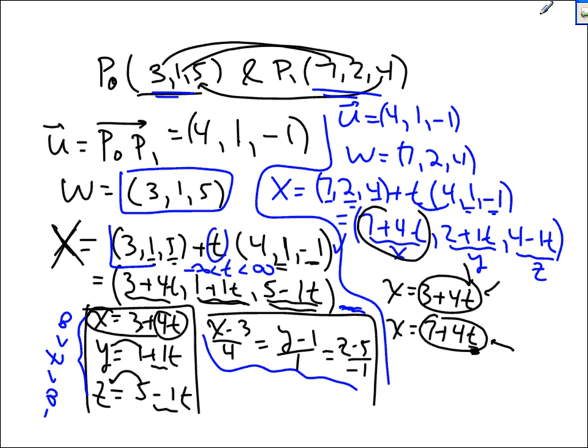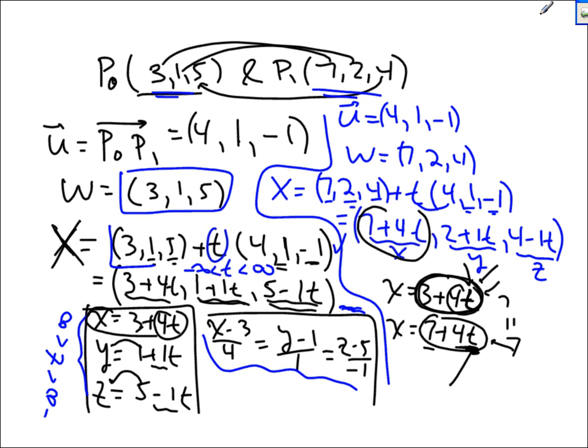For example, if T is equal to 1, the top one, T is 1 for this T here. So you get 3 plus 4 times 1. 3 plus 4 is 7. So this is 7. But the bottom T here is 1 less. 1 less than 1 is 0. 7 plus 4 times 0 is 7 plus 0, which is 7. They're equal.